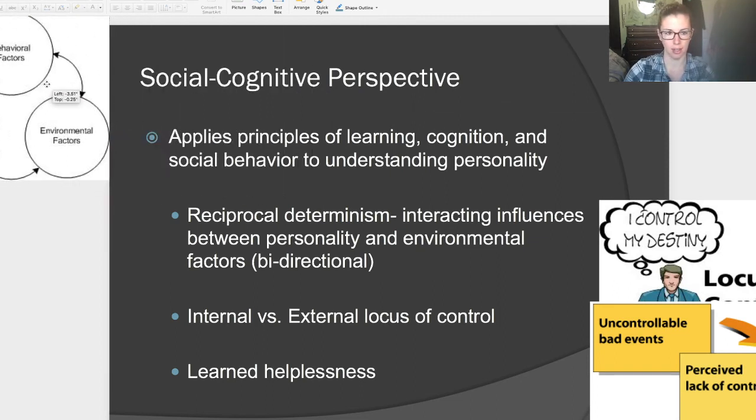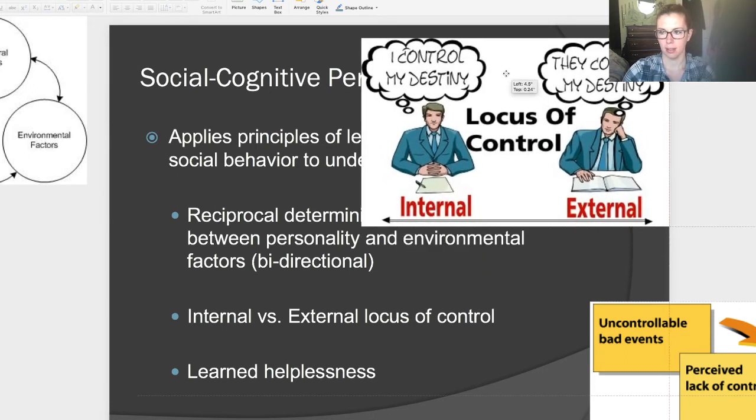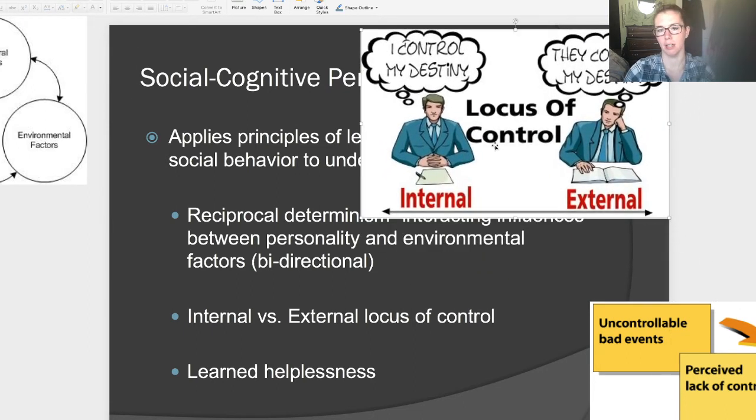Etc., etc. So we've got interaction of all these things determining your personality. The social cognitive perspective also includes the internal versus external locus of control, which we talked about. Remember that with internal locus of control, it's the belief that I control my own destiny, that my behavior actually matters in the world, that it's going to make a difference.